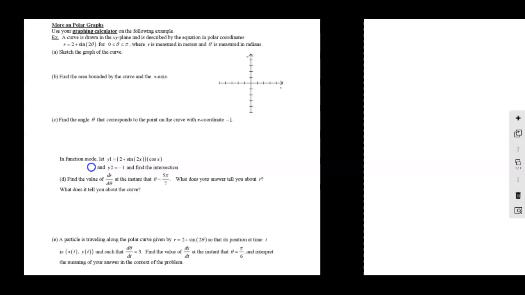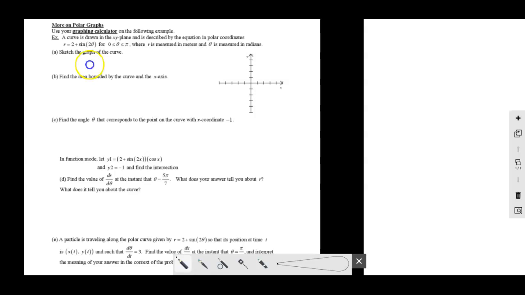That's good, right? A curve is drawn in the xy plane and is described by the equation in polar coordinates, and it gives it to you: r equals 2 plus sine 2 theta, with the theta restriction 0 to pi. r is measured in meters and theta is measured in radians. Part A: sketch the graph of the curve. Don't mind if I do, calculator.